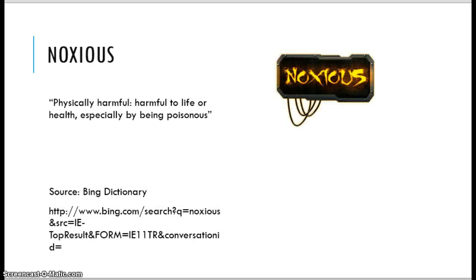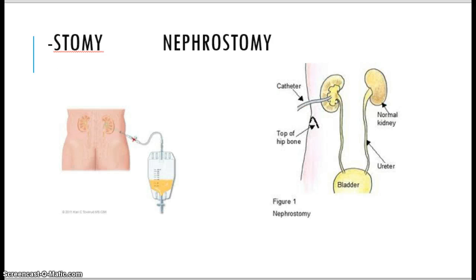If something is noxious, it's physically harmful. I usually think of smells that are noxious, men that are out applying chemicals and anhydrous ammonia. Those are very noxious and very toxic, poisonous things that somebody could breathe.